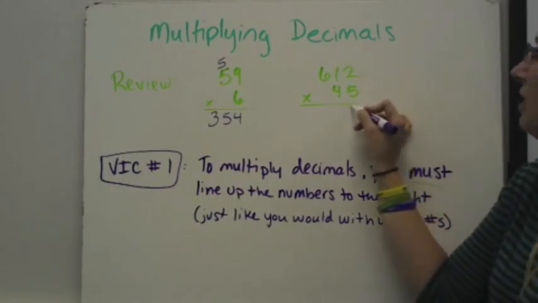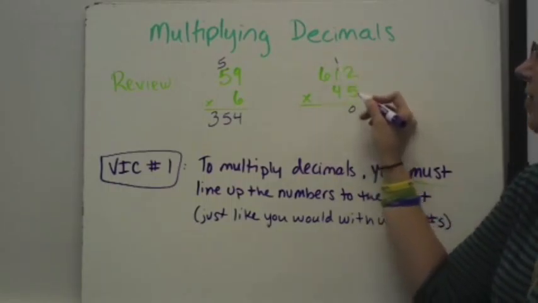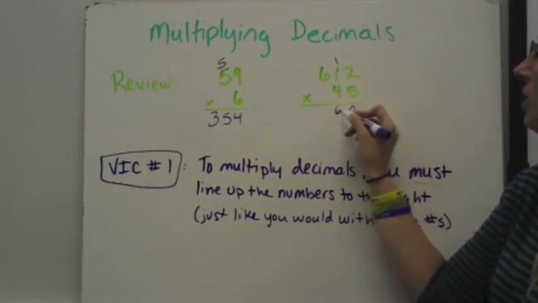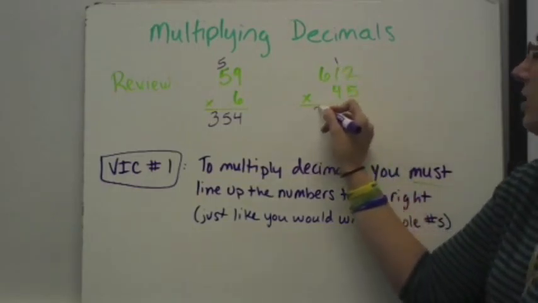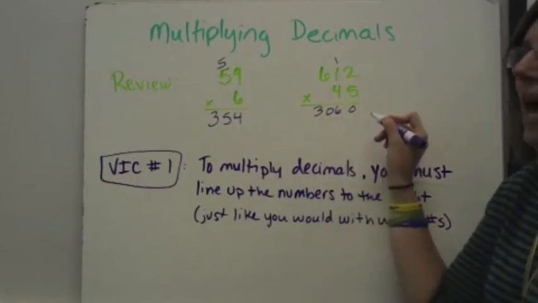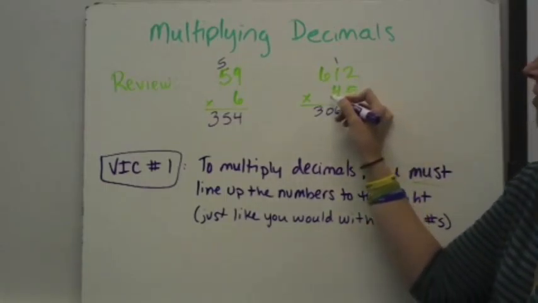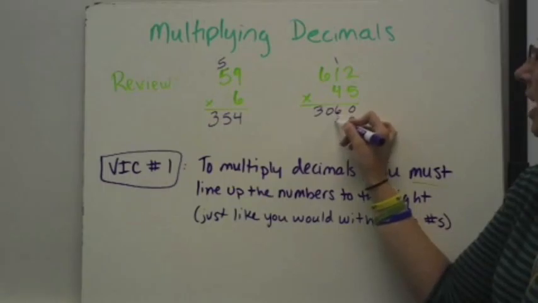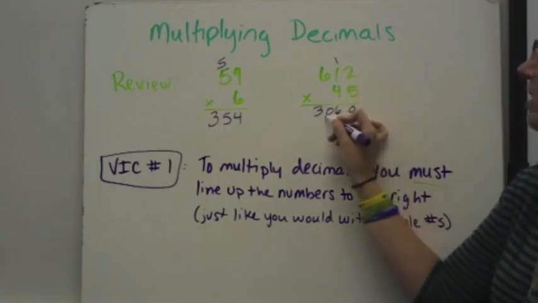5 times 2 is 10. Carry the 1. 5 times 1 is 5, plus 1 is 6. 5 times 6 is 30. Remember, we add a 0 as a placeholder and we multiply. 4 times 2 is 8. 4 times 1 is 4.